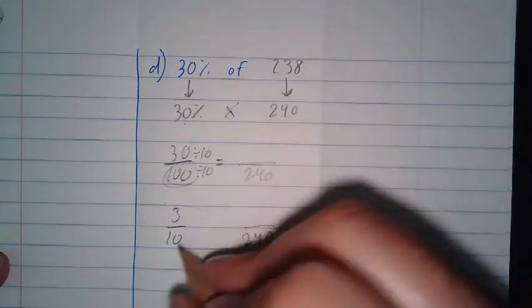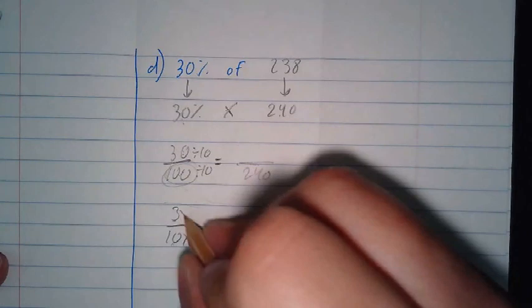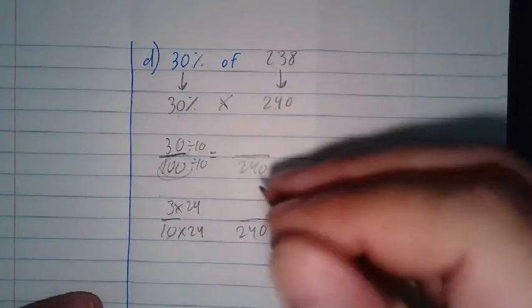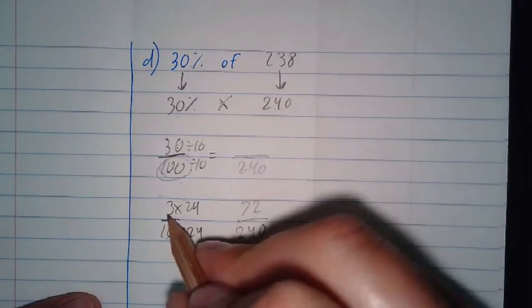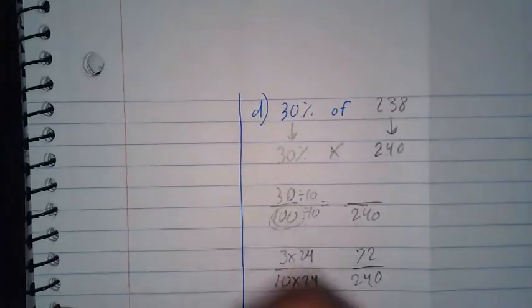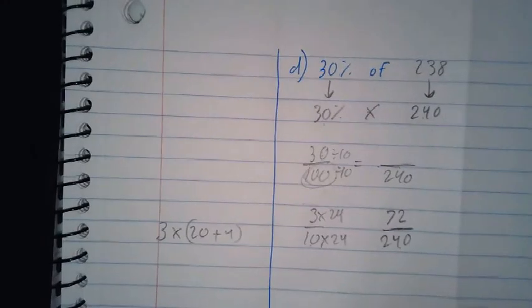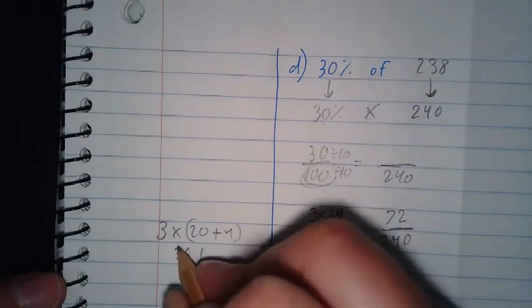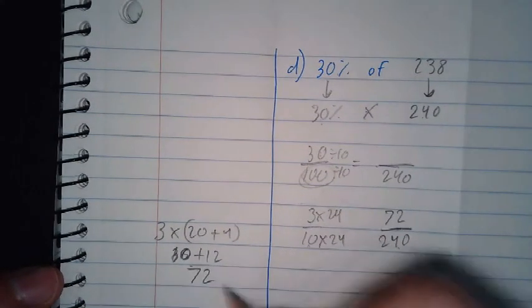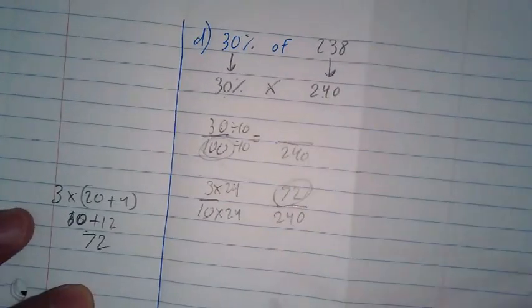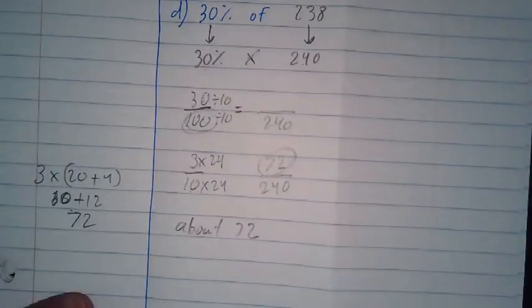Now, I know if I multiply 24 and 10, I get 240. I can multiply that times 3. And this will give me about 72. Now how did I do that? Let me just do the math in my head so you can see what I did. 3 times 20 plus 4. That gives me 60 plus 12. And that's 72. So, 72 is the answer. About 72.